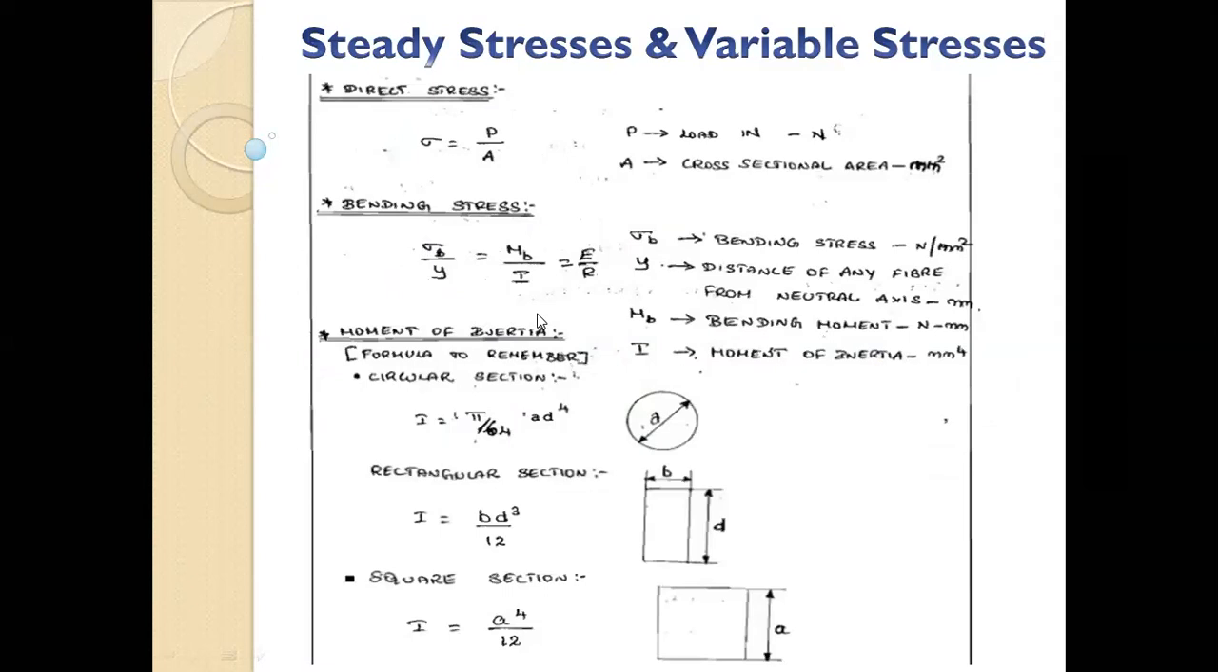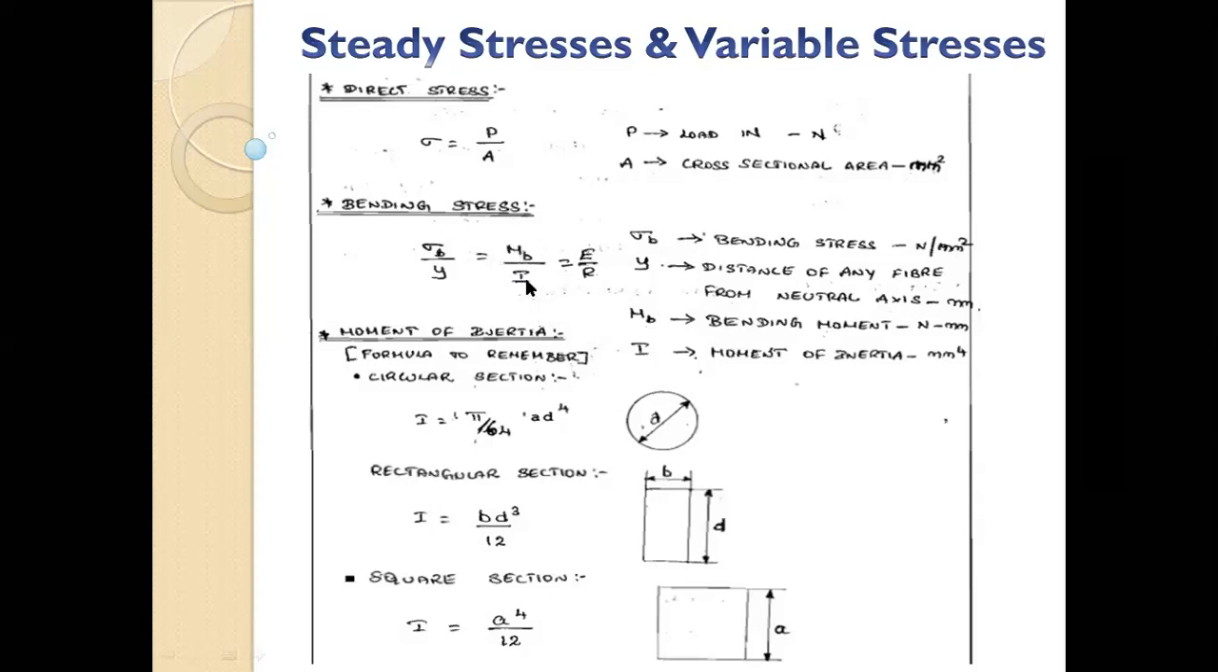Keep this equation in mind all the time, this and the torsion equation. M upon I is equal to sigma b upon y is equal to E upon R, where M is your bending moment. Now what is bending moment? We'll see that in the lecture.